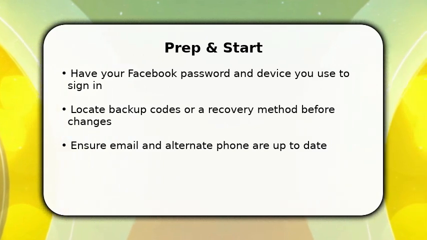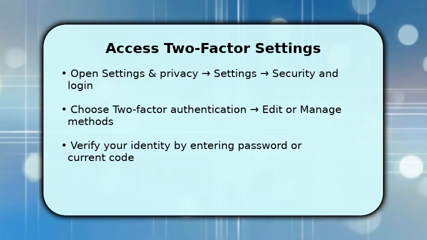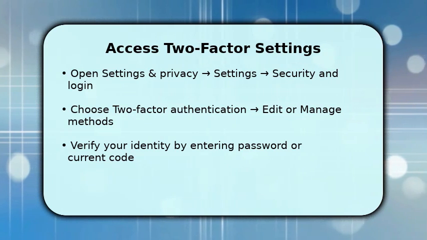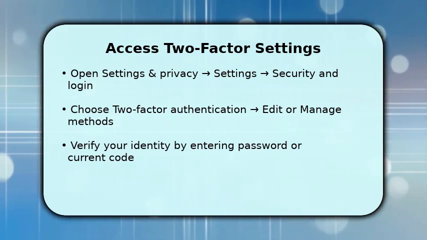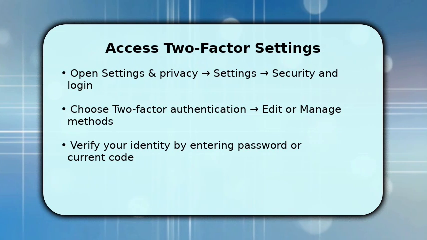Next, go directly to Settings and then Security and Login. Select two-factor authentication and then Manage Methods to view the phone number tied to codes. This is where you remove it.